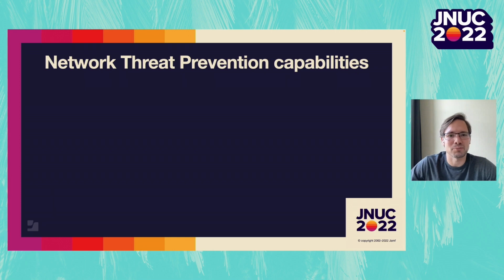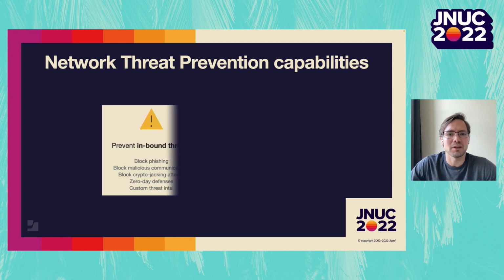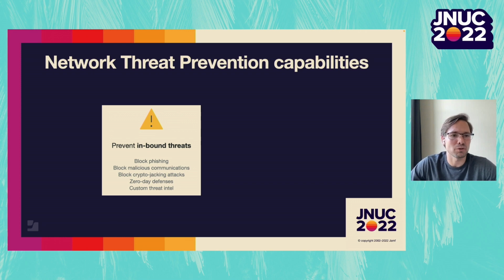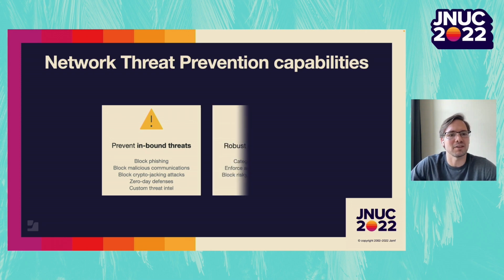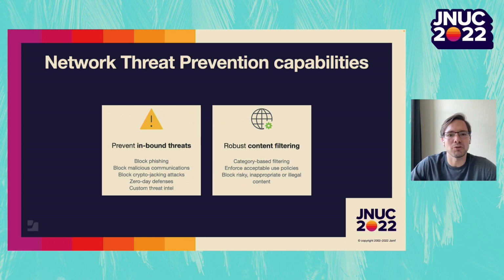Network threat prevention has dramatically expanded Jamf Protect's ability to secure a Mac in the enterprise without compromising the end user experience, allowing you to prevent inbound threats from even reaching your endpoints. It can block phishing, malicious network communications, cryptojacking attacks, and other attack vectors. Secondly, the network threat prevention technology also gives you a very robust content filtering solution, allowing IT admins to fight against risky, inappropriate and illegal content access on corporate devices using our category-based filtering.